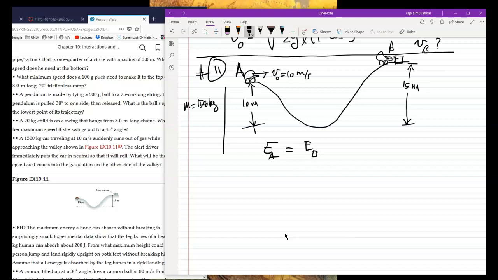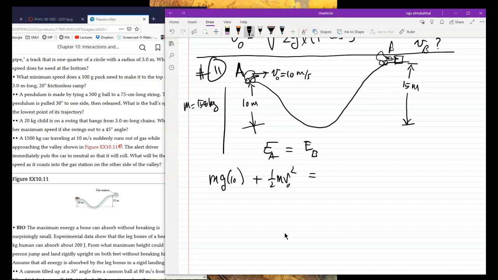So E sub A, well, what do we got? Do we have height? Yes. Do we have speed? Yes. Therefore, we have potential and kinetic. So mg 10, is that okay if I just say that? Plus 1/2 mv squared. 1/2 m v naught squared. I'll come back to it. V naught is 10, right?